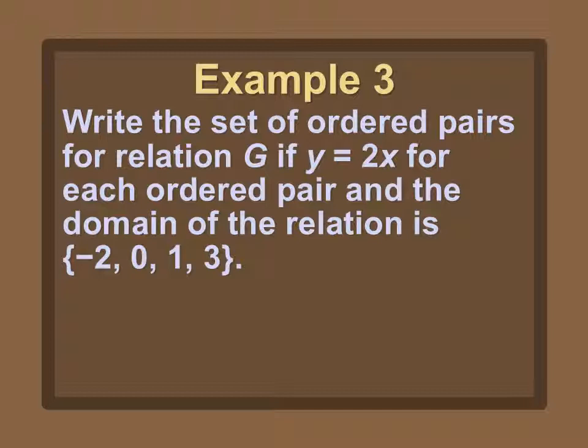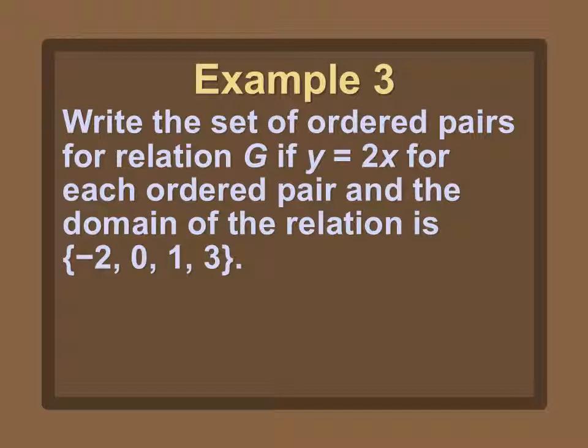So next example, we want to write the set of ordered pairs for relation G, a relation called G, if y equals 2x for each ordered pair, and the domain of the relation is negative 2, 0, 1, 3. Okay, so we have to write a relation, and a relation is a set of ordered pairs, and ordered pairs are an x and a y value, and all they give us is an equation that says y equals 2x and a bunch of x's, right?